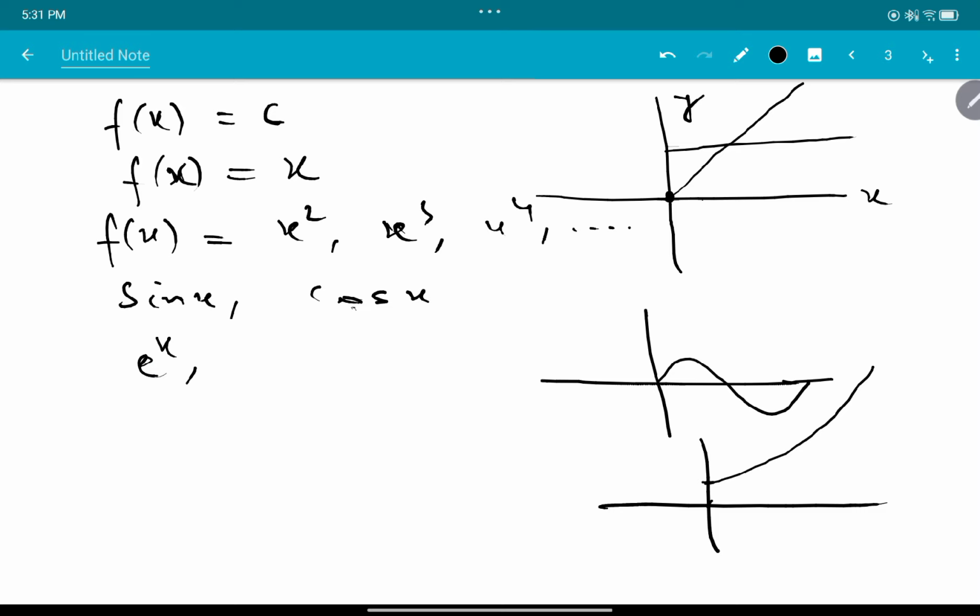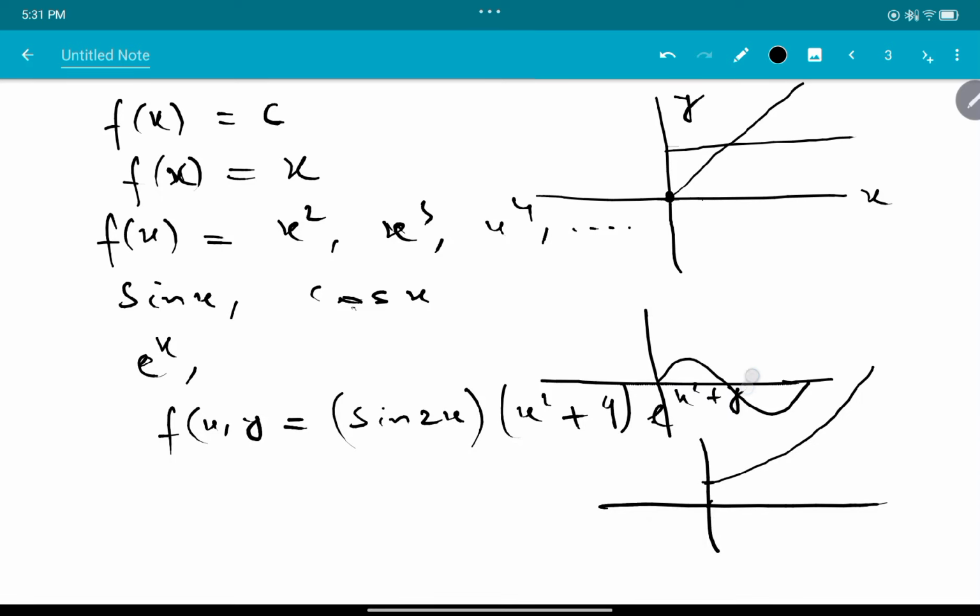Now, for example, suppose we have a function like this, f(x,y) is equal to a combination of so many functions. Say it is equal to sine 2x into (x square plus 9) into (x square plus y square) divided by (x square plus 1). This is continuous, this is continuous, this is continuous, this is continuous, hence the whole thing is continuous, provided only that the denominator should not be equal to 0.